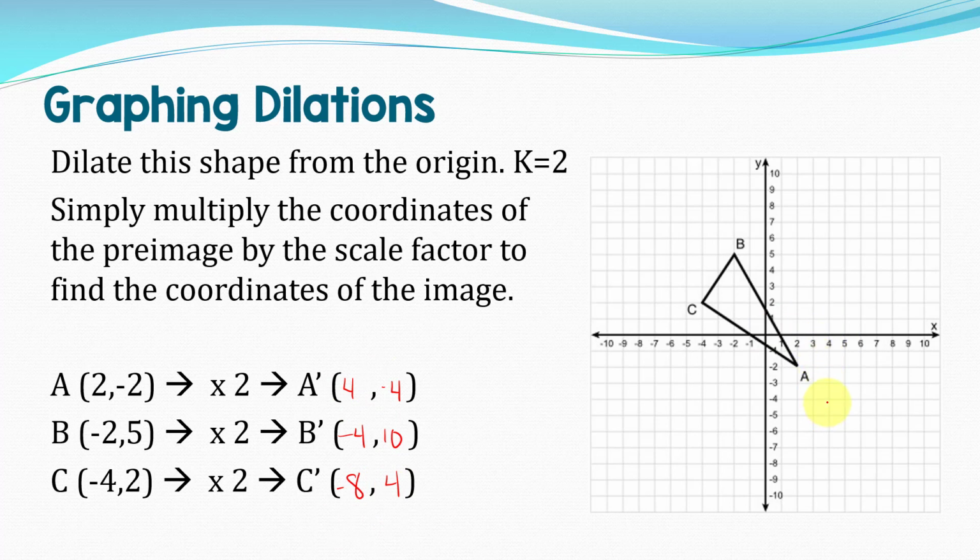So 4, negative 4 will be A prime. Negative 4, 10 will be B prime. And C prime will be at negative 8, positive 4. And we will attempt to connect all these. Okay, so that's all you do. Take the coordinates, multiply by the scale factor, and replot it out.